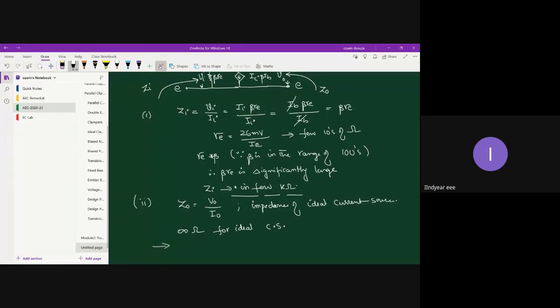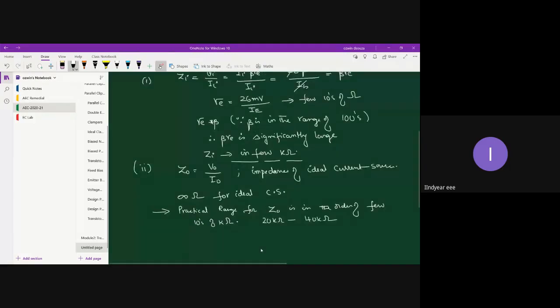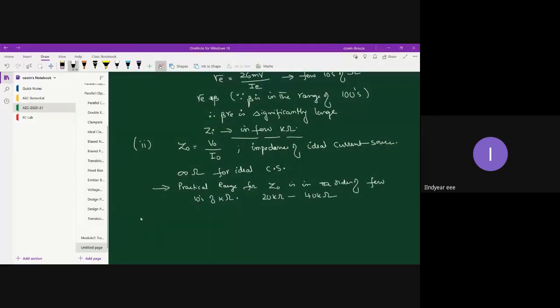Hence, we define the practical range. The practical range for Z0 is in the order of a few tens of kilo ohms, typically 20 kilo ohms up to 40 kilo ohms. So that's the usual range for your Z0. All right.